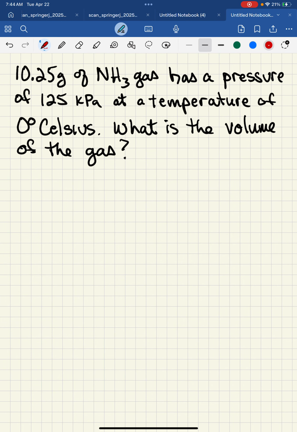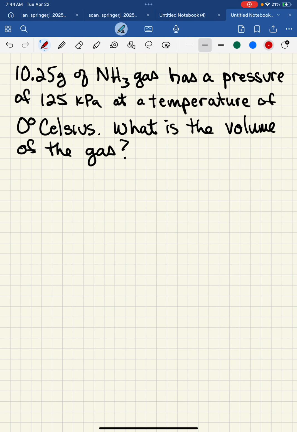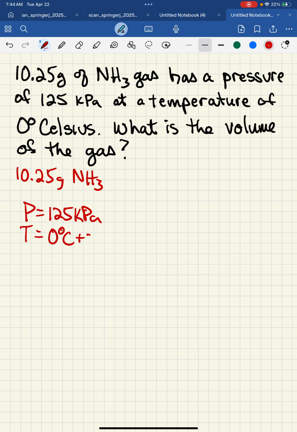10.25 grams of ammonia gas has a pressure of 125 kPa at a temperature of 0 Celsius. What is the volume of the gas? Do I have another page? I do not. So we had to do it all in here. So I've got 10.25 grams of ammonia. I've got pressure is 125 kPa. I have a temperature of 0 degrees Celsius plus 273 would be 273 Kelvin. I'm looking for the volume.